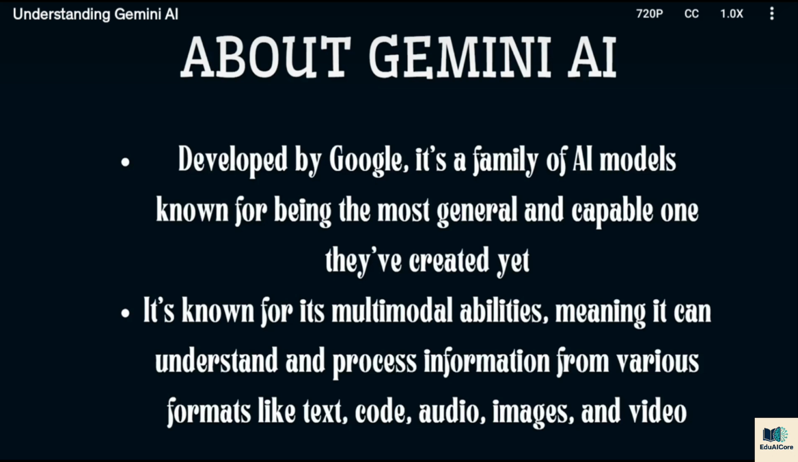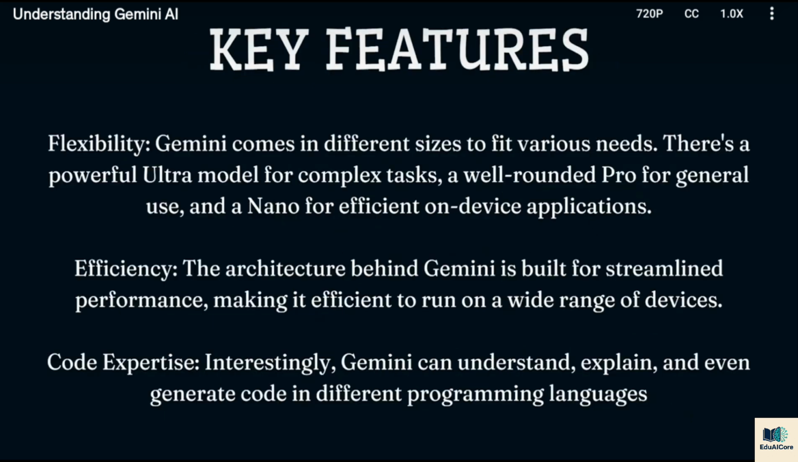It understands and processes information from various formats like text, code, audio, images, and video as well. So this was a small description about Gemini AI. Once we go into our search engine and the interface, we will get a better knowledge about Gemini.